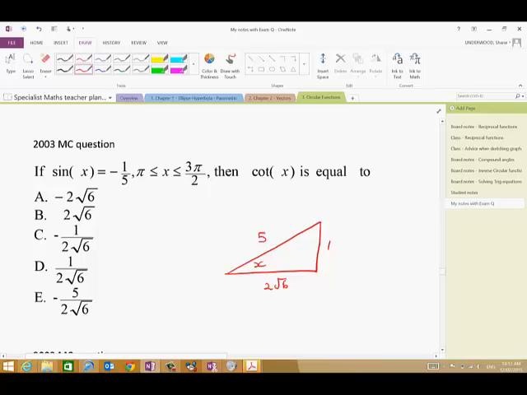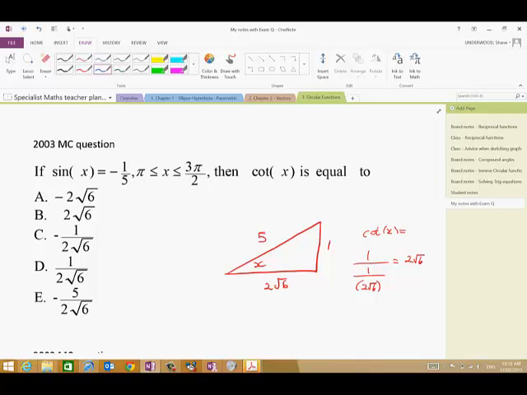So therefore cot of x is equal to cos of x over sine of x, or 1 on tan of x. 1 on tan of x is 1 over 2 root 6, if you like. So therefore the 2 root 6 would go on the top, so 2 root 6. Now, we need to consider if it's positive or negative. Since tan is positive in the third quadrant, cot also must be positive.